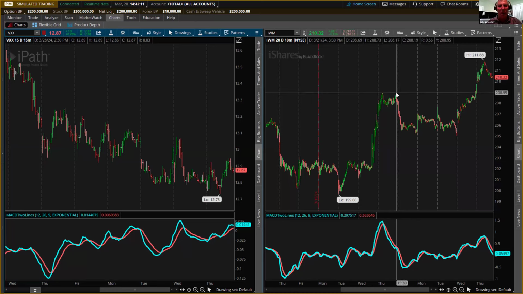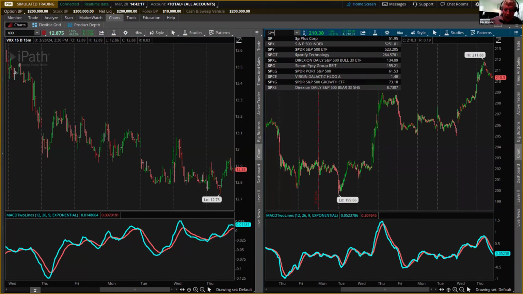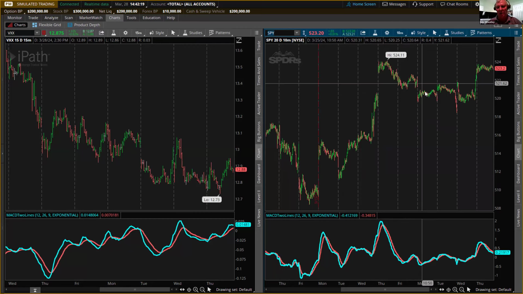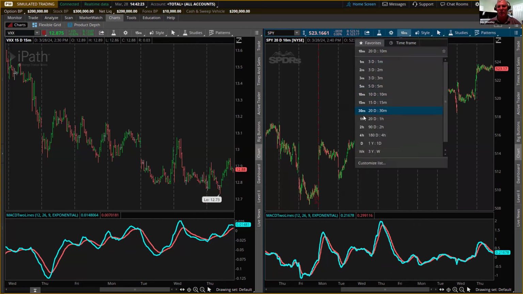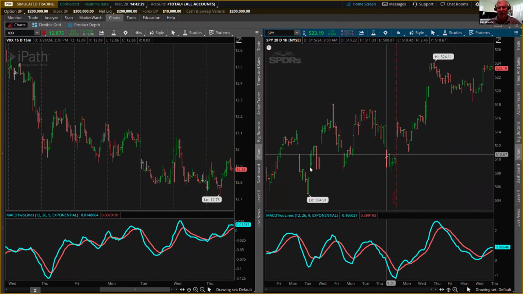So I don't see the S&P 500. I'll put it up here. And say I just don't see the pattern that I want to see on the S&P 500 right now. Okay, say here's an hourly chart. See, like I don't know. So how long are you going to wait?